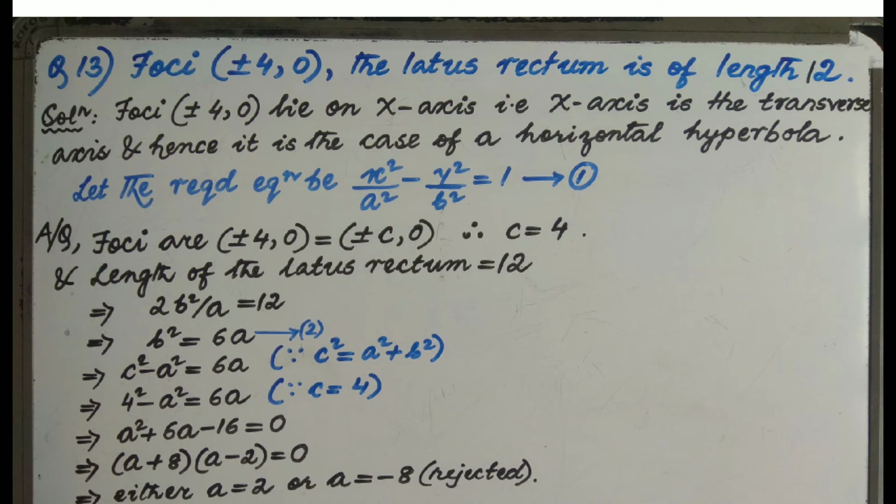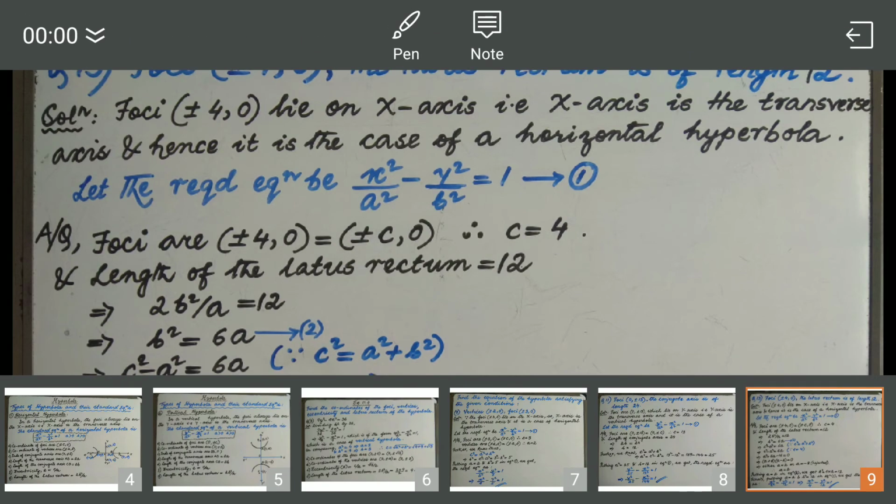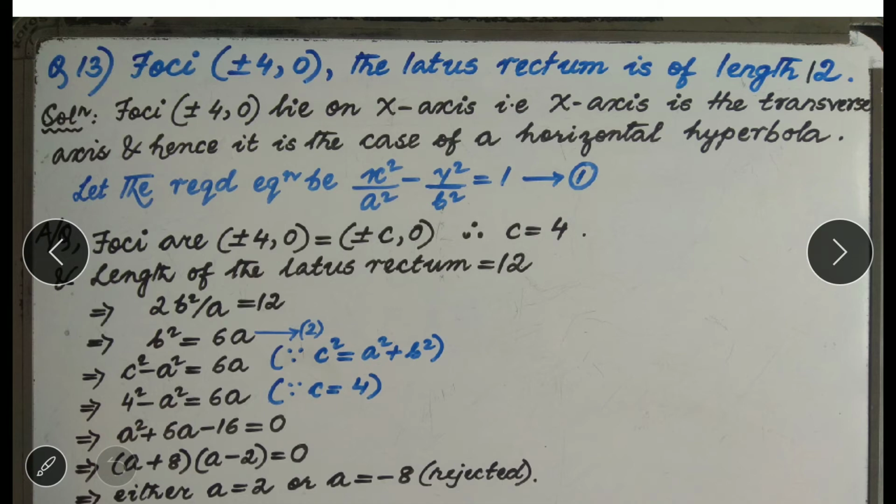Once we are sure it is a horizontal hyperbola, we write the equation of the horizontal hyperbola. x square by a square minus y square by b square equals 1. Give it equation number 1, leave it. Then, we go back to the question. According to the question, foci is plus minus 4, 0, which can be compared with plus minus c, 0. So, if you compare, we get the value of c as 4.